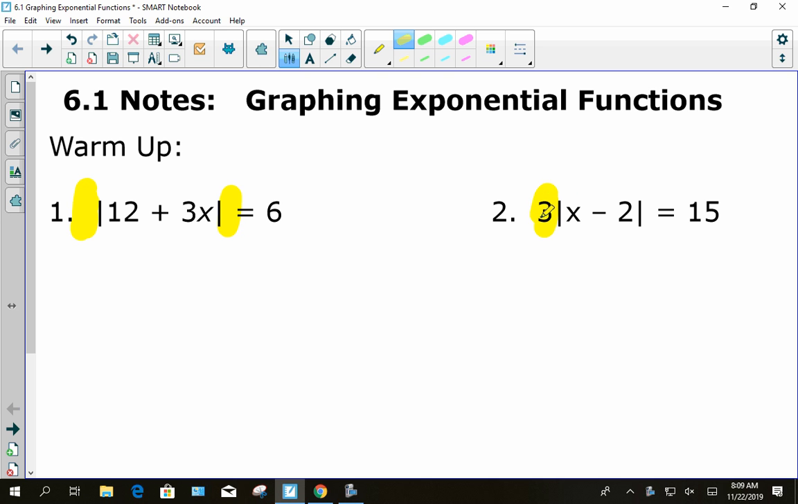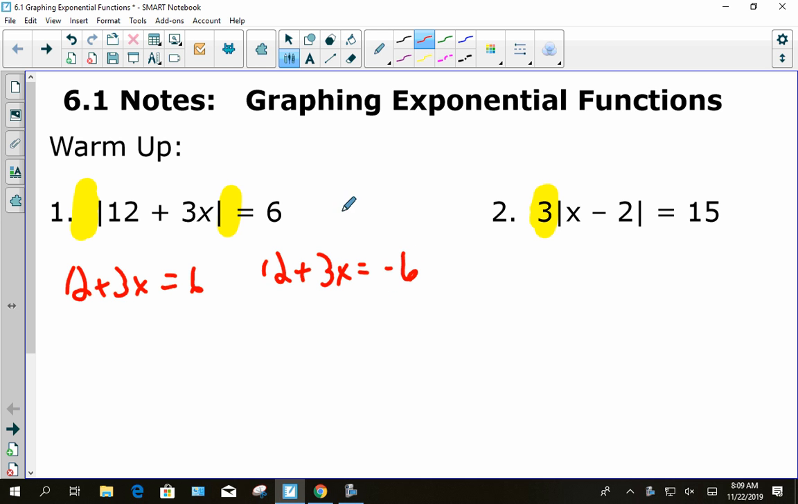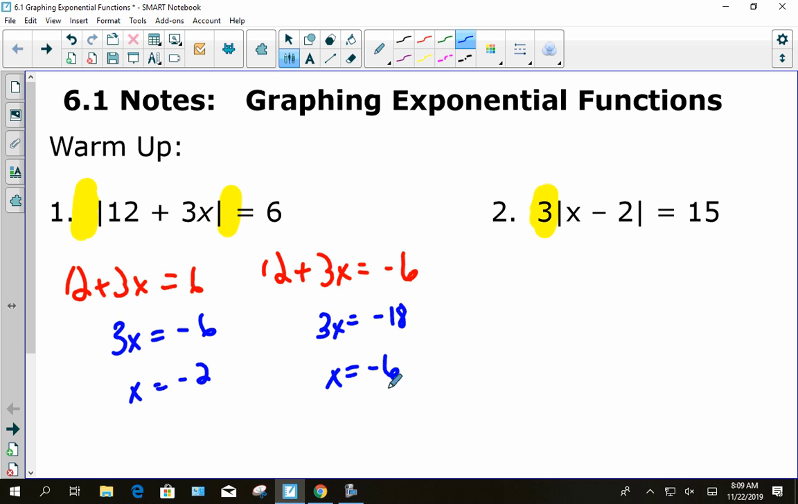Here we have something outside the absolute value. So I take 12 plus 3x equals 6, and 12 plus 3x equals negative 6. I set it equal to the positive and the negative, and then I solve. So 3x equals negative 6, x equals negative 2, 3x equals negative 18, x equals negative 6.